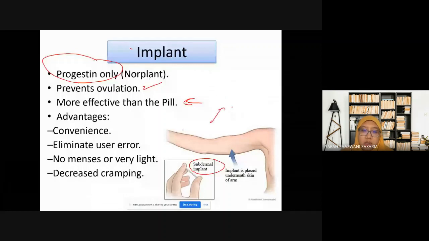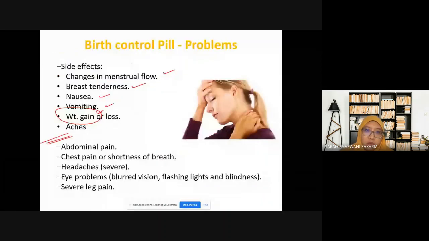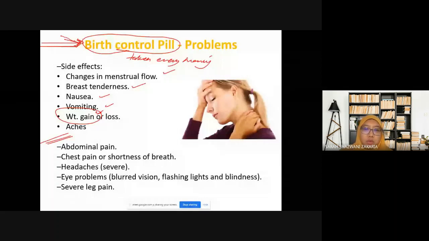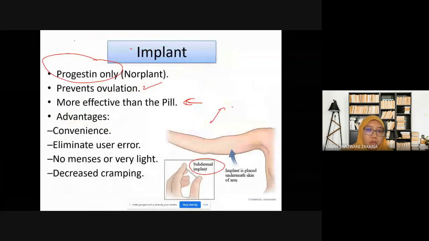Okay. Kalau makan pill, the birth control pills here, these pills need to be taken like every morning, meaning it needs a disciplined person to take this approach. If she is a forgetful person, she might want to use this implant approach. Okay. All right.